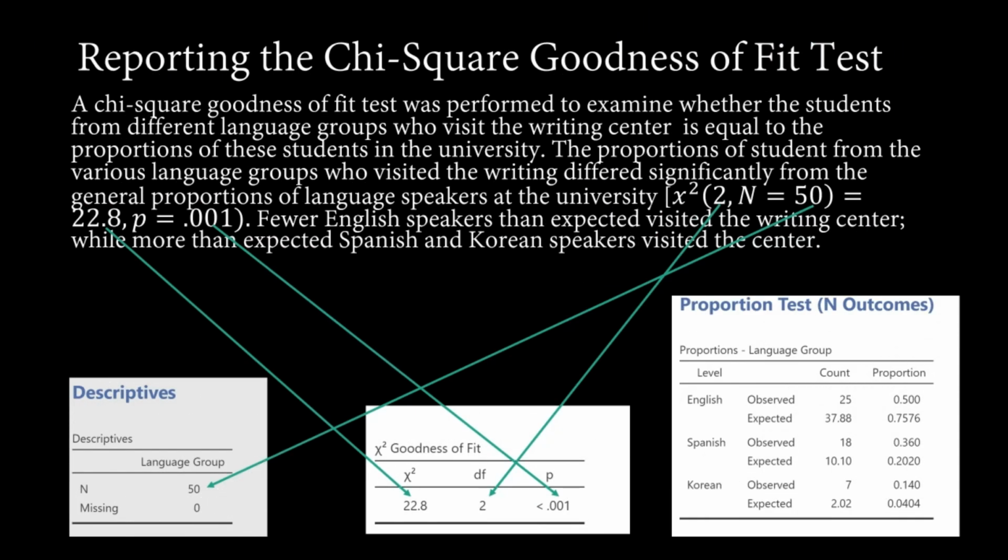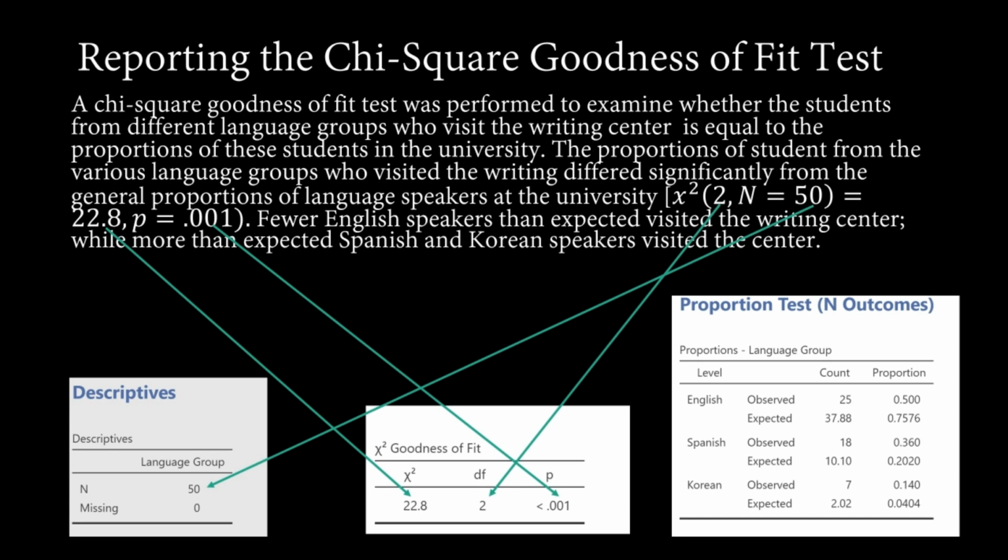So let's read through how to report the chi-square goodness of fit test. I'm just going to read through the text, and you can already see the arrows which point to the different tables that you can use from the JAMOVI data output. A chi-square goodness of fit test was performed to examine whether the students from different language groups who visit the writing center is equal to the proportions of these students in the university. The proportion of students from the various language groups who visited the writing center differed significantly from the general proportions of language speakers at the university.